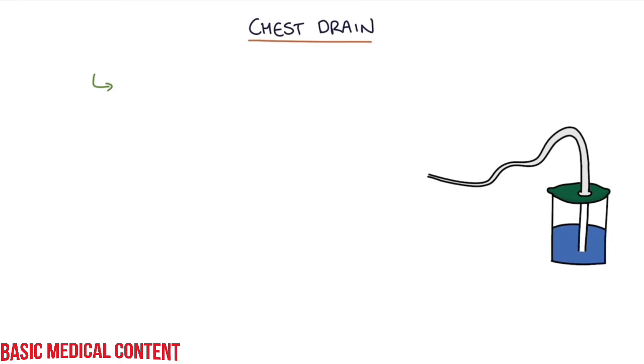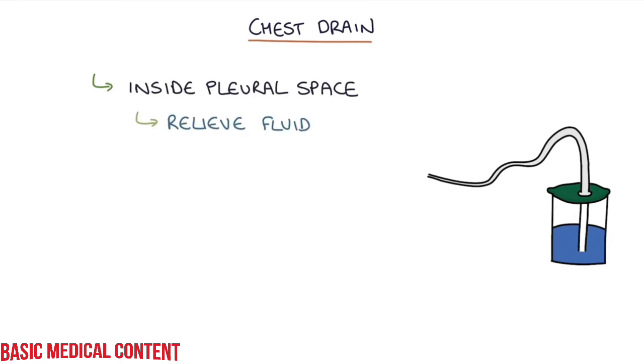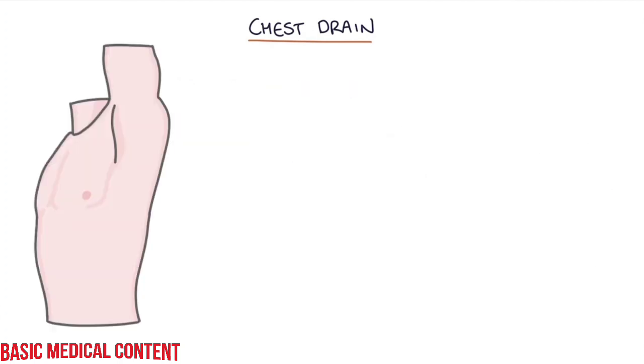So that brings us on to talking briefly about a chest drain. Chest drains are tubes that are put inside the pleural space to relieve fluid or air from the pleural cavity. Chest drains are inserted into something called the triangle of safety. And it's called the triangle of safety because when you put the chest drain into this area, you're least likely to damage local structures.